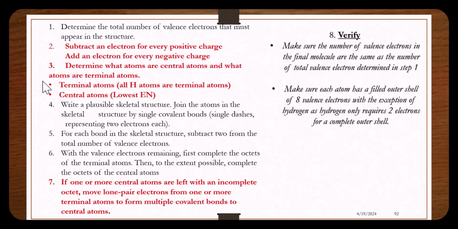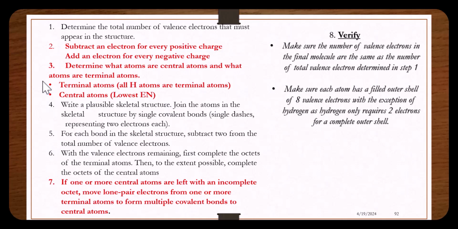Number 3, determine what atoms are central atoms and what atoms are terminal atoms. All hydrogen atoms are terminal atoms. With central atoms, we usually take the atoms with the lowest electronegativity. Number 4, we write a plausible structure. We join the atoms in a skeletal structure by a single covalent bond. Number 5, for each bond in the skeletal structure, subtract 2 valence electrons from the total number of valence electrons.